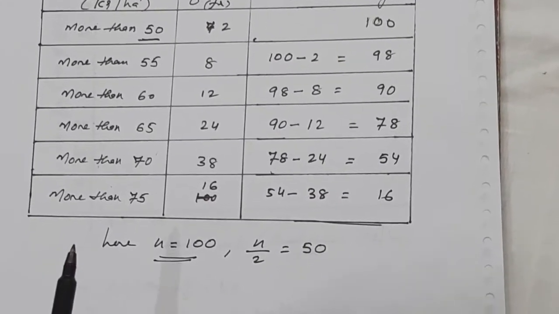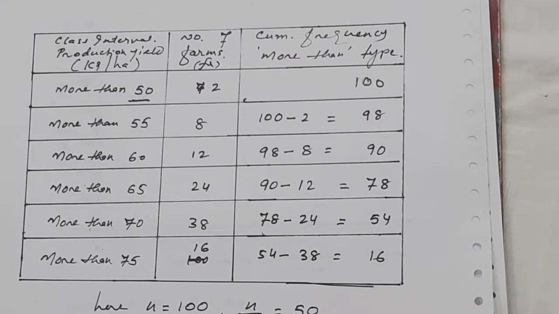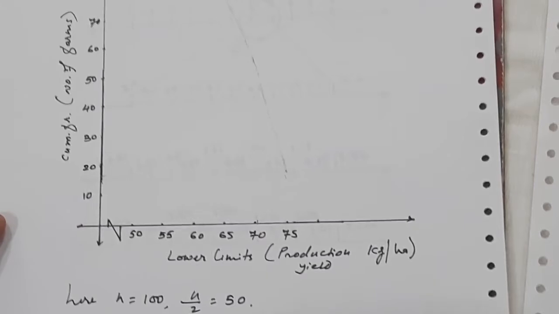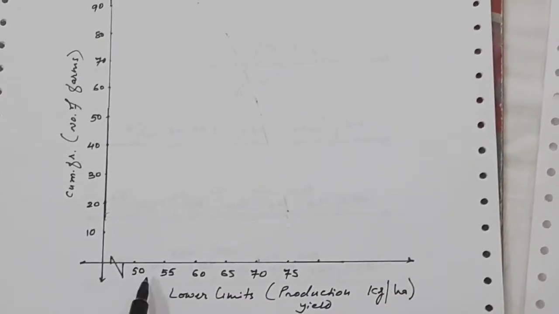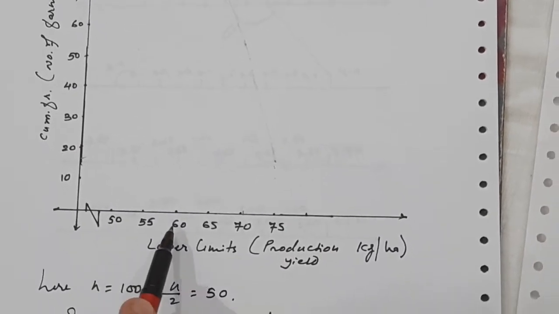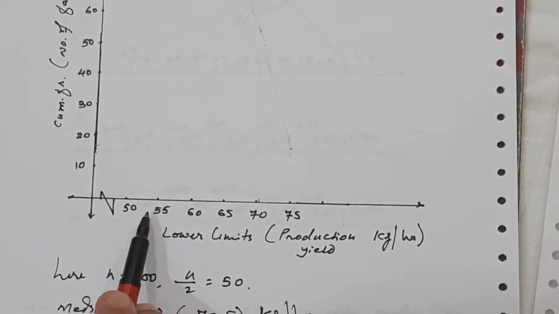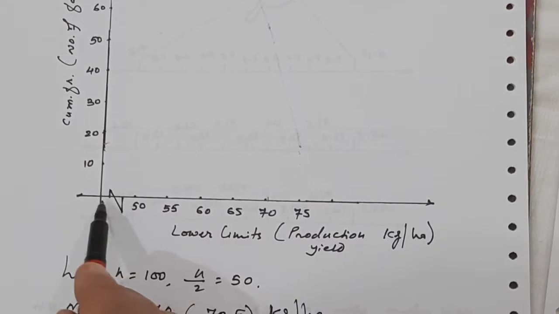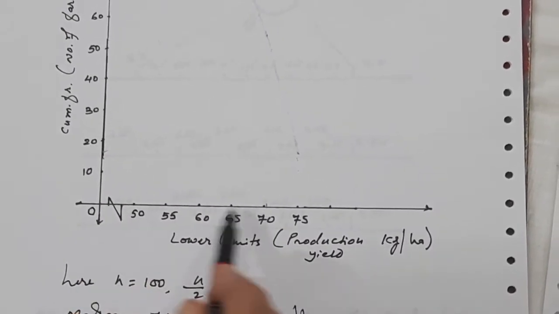Now let us see how to represent this data on the graph paper. You take graph paper; I have taken a plain paper. I have already drawn the x-axis and y-axis. On the x-axis take the lower limits: 50, 55, 60, 65. 1 centimeter is equal to 5 here. And again a crank mark is there because we are not starting from 0.